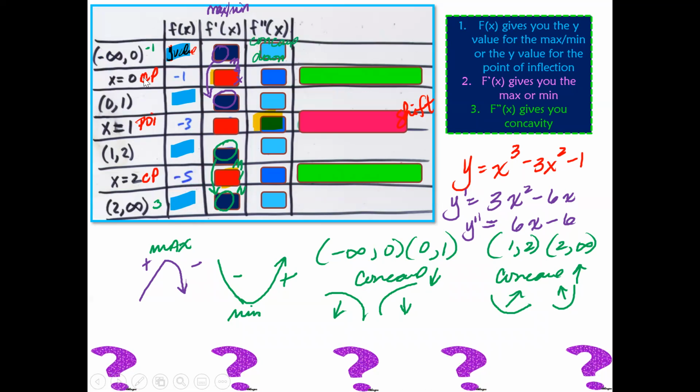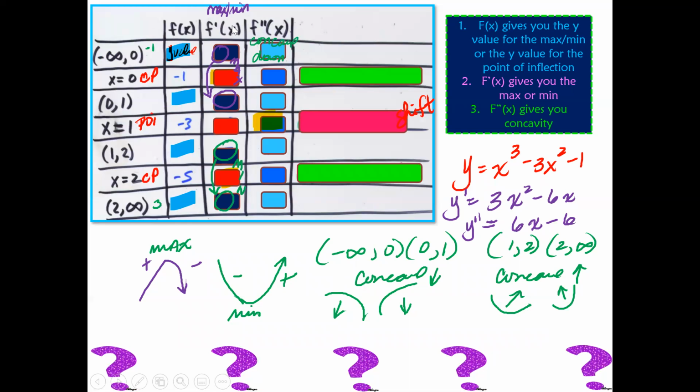Now these are going to be your x-intercepts. When x equals 0, these are your critical points. When x equals 0, y equals negative 1. That's going to tell you whether it's a max or min. I just don't know which yet. Then looking at the point of inflection, this is the point of concavity. It is at (1, negative 3). I don't know if it's concave up or down, but I know that at this point there's a change in concavity. Next is your second critical point at (2, negative 5).